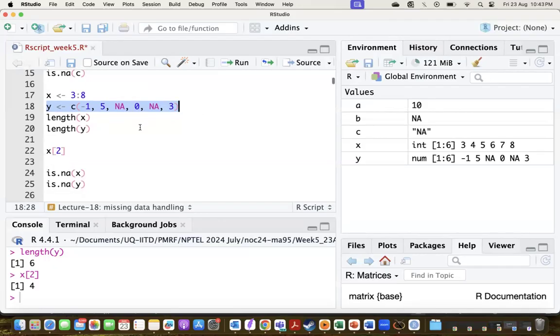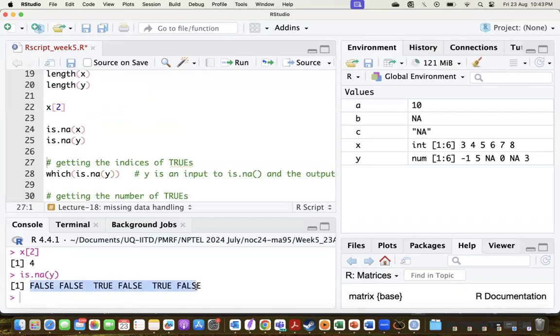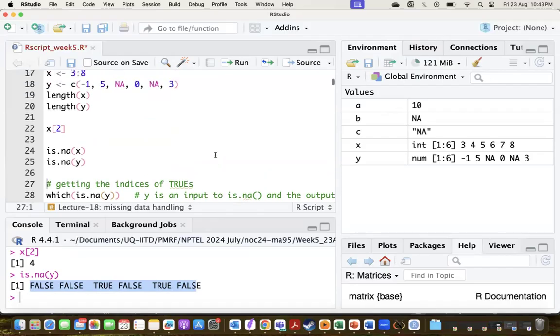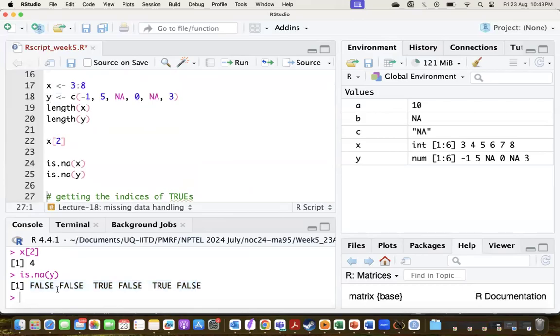We just saw that when I run is.na, I get an output which is also a vector, with the same number of elements as my y. For each position, it's telling me whether that element is NA or not, right? So y here has 6 elements, and this output also has 6 elements. The question I asked was is.na, so which element is NA? It gave me that the third element is TRUE, and the fifth element is also TRUE.